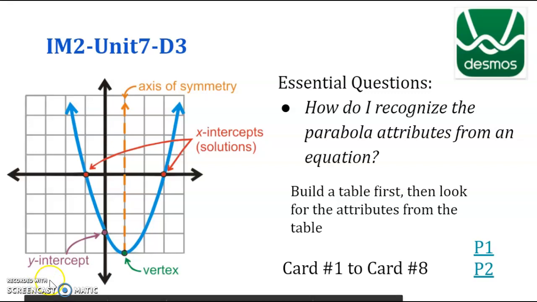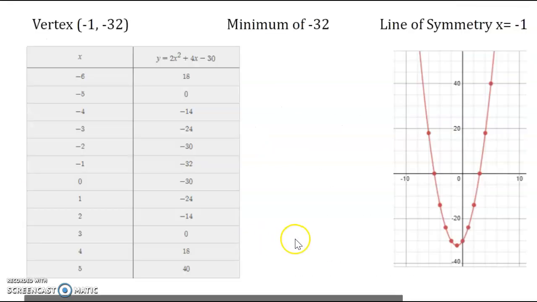Welcome back. This is the second lesson recording for IM2, January 21st, 2021. So we should have just finished the decimals, card number 1 to 8. What should we have discovered?